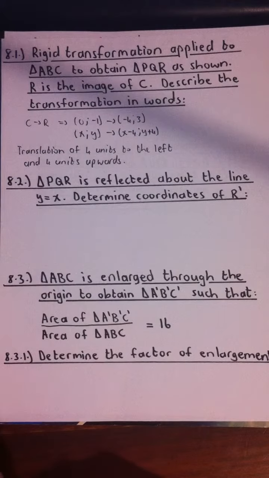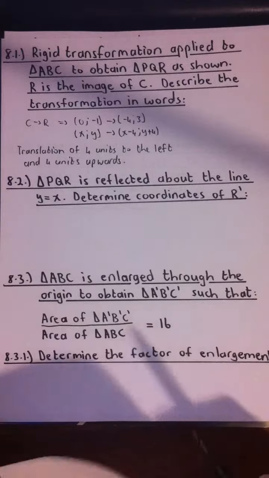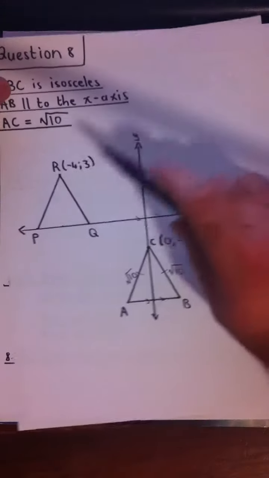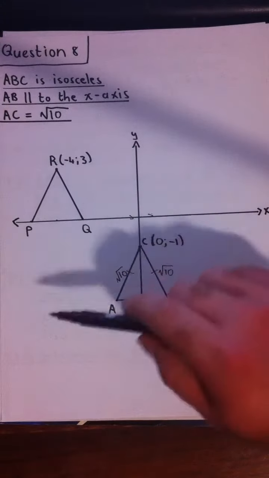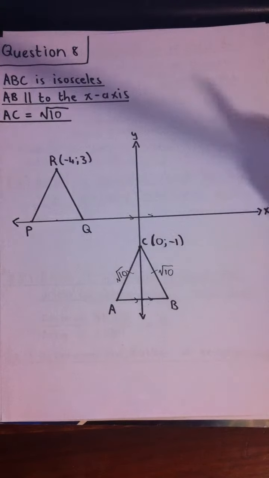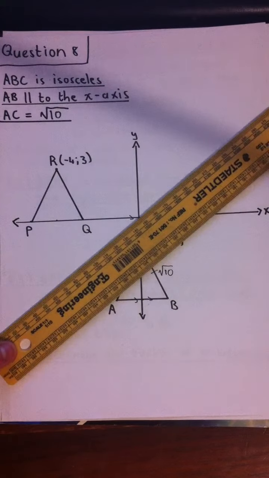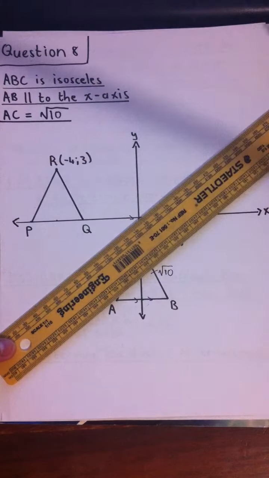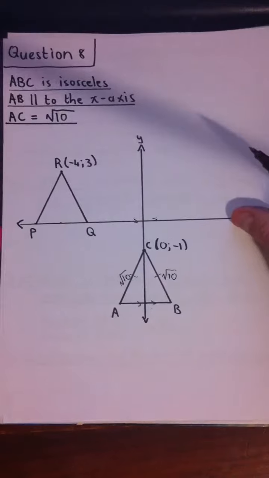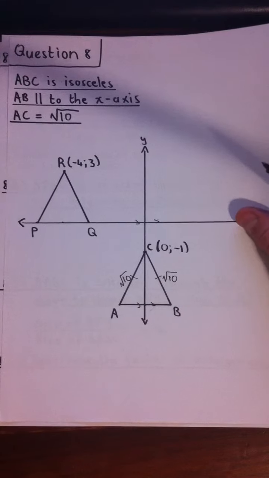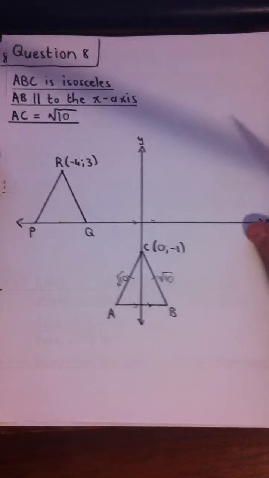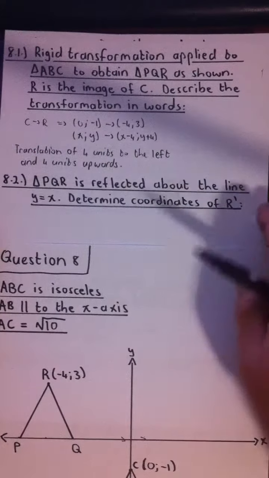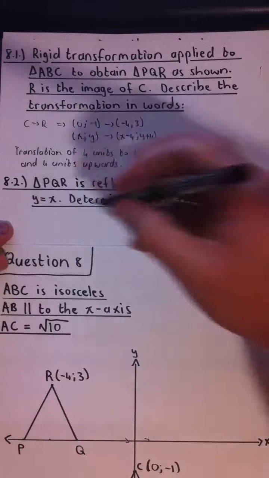8.2. Triangle PQR is reflected about the line y equals x. Determine the coordinates of R prime. Okay, the triangle PQR is reflected along the line y equals x. So that's a line running like this at 45 degrees. This would be a mirror line for the triangle to reflect in. But this equation is even simpler than visualizing it, although it's nice to visualize all questions.